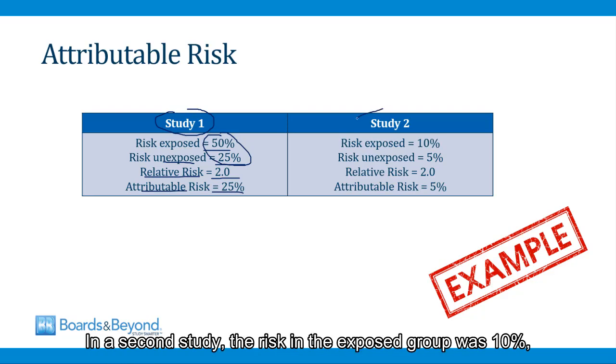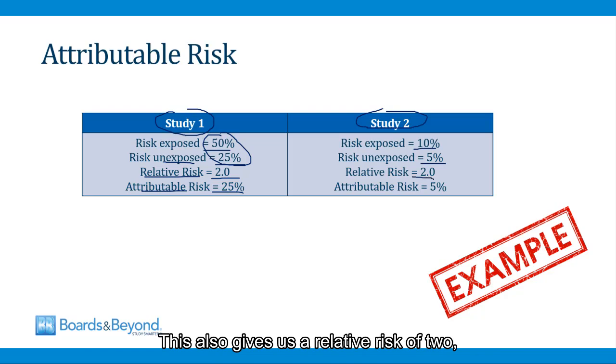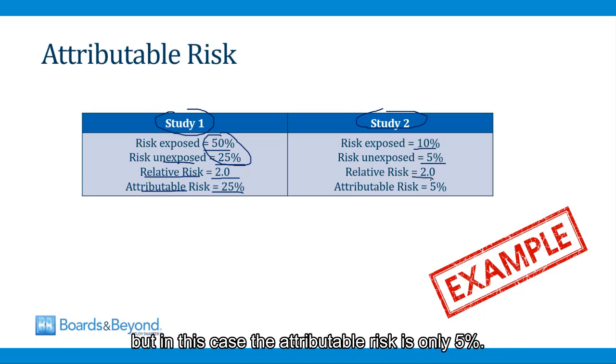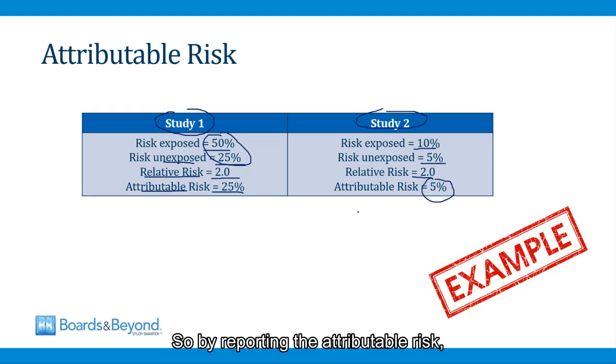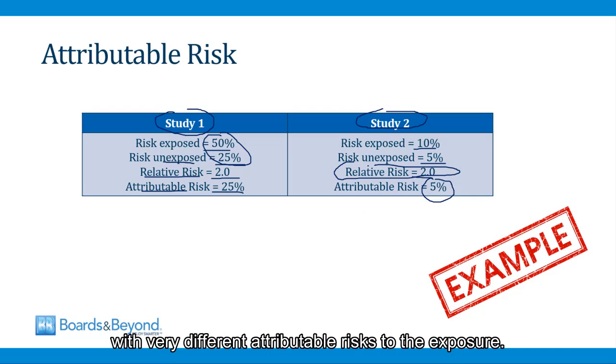In a second study, the risk in the exposed group was 10%, whereas the risk in the unexposed group was 5%. This also gives us a relative risk of 2, but in this case, the attributable risk is only 5%. So by reporting the attributable risk, you add detail to the relative risk. The relative risk can be the same in different studies with very different attributable risks to the exposure.